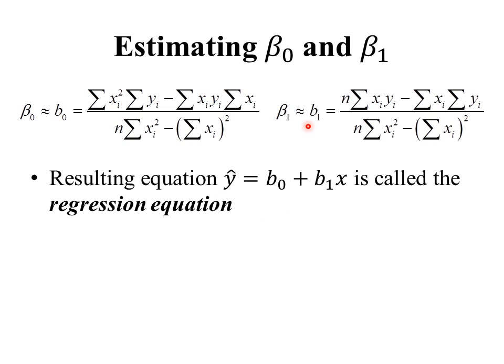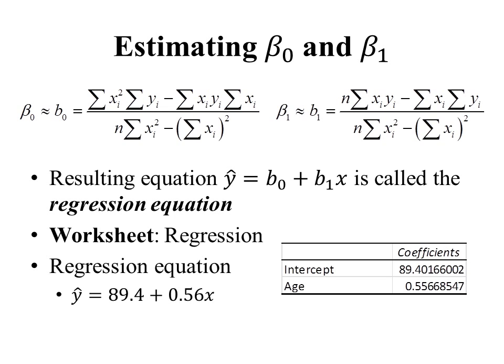And then when we calculate b naught and b1, we're going to put those into an equation like this that we call the regression equation. And so the regression equation has this general form: y hat equals b naught plus b1 times x. We'll talk about the significance of the hat here in a minute. But so we'll go back to the worksheet regression.